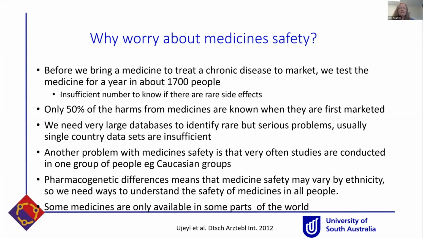We need very large data sets to identify rare side effects, and single countries don't usually have the volume of data to do that. We have other problems, such as often we do medication studies in one ethnic group, and historically it was predominantly in Caucasians. There are pharmacogenetic differences between ethnic groups, and so we need to understand medicine safety for all people all over the world. And then finally, medicine use is not the same all over the world. So some medicines are available in some countries, and if we don't have safety work there, we don't know about the safety of those medicines.